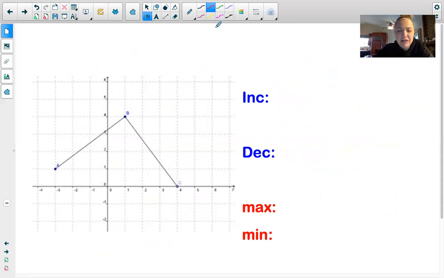So I'm going to start by looking at the increasing interval. If this were a roller coaster, I start on the far left, and I'm going to go all the way in this direction. That is uphill. That means that this is an increasing interval. And then I follow downhill over here. That's going to be my decreasing interval. So I know I'm going to have one increasing interval and one decreasing interval. So let's start with that increasing interval.